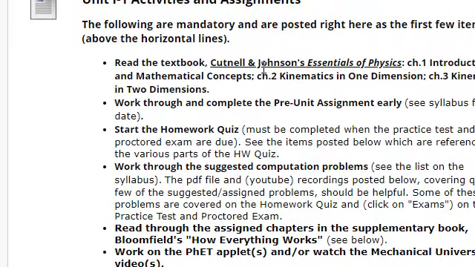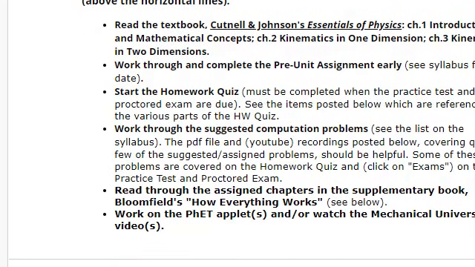So read through the textbook here, do the pre-unit assignment, and the pre-unit assignment basically is just to make sure that students have looked at the book. It's really straightforward and simple. Homework quiz, do the homework quiz. That's more involved because that's while we're doing the unit over a couple of weeks or so, and there's quite a bit posted there that you have to work on.